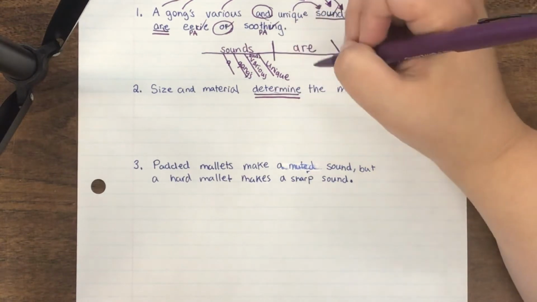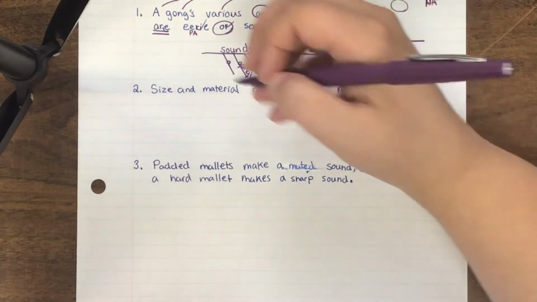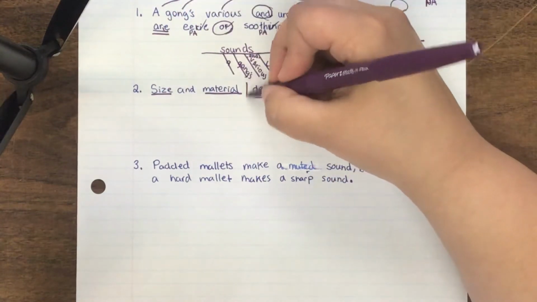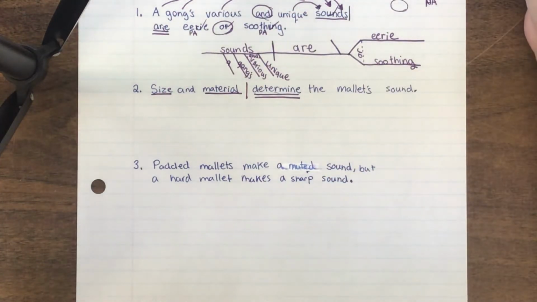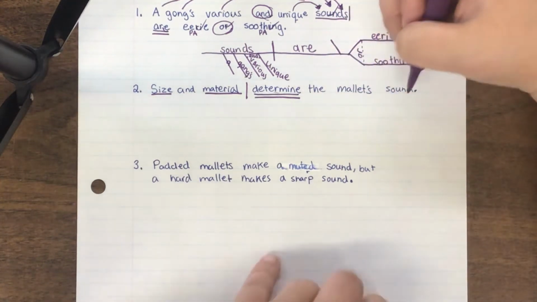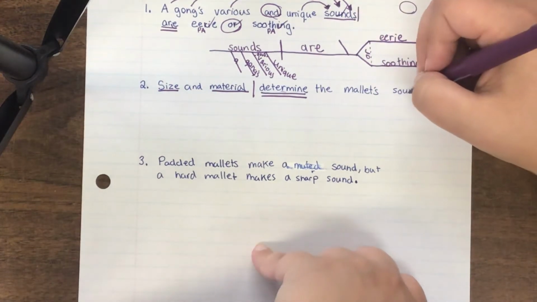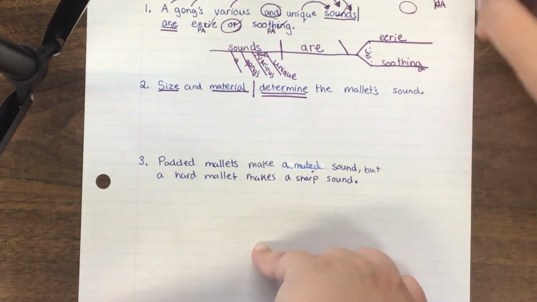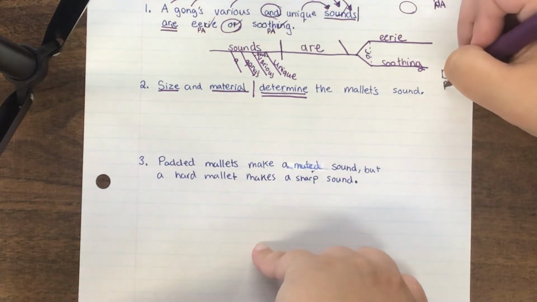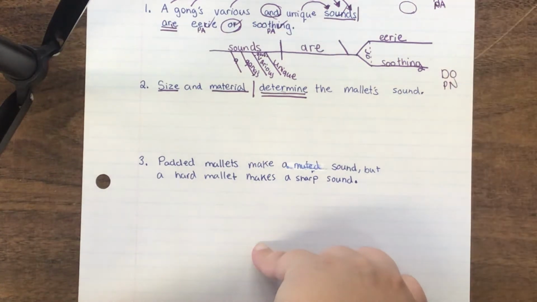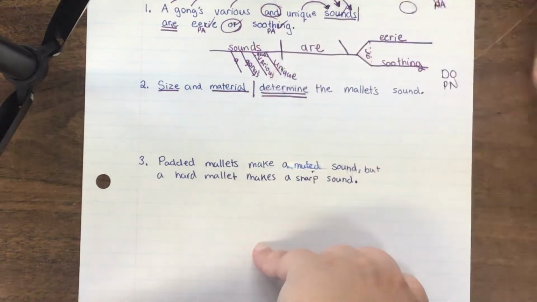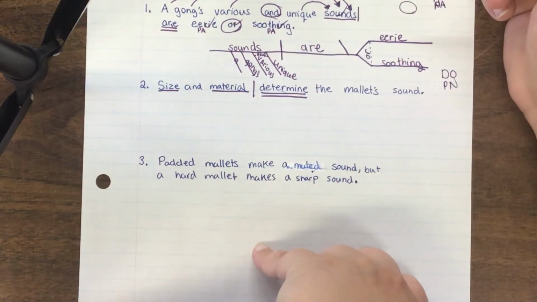And what determines, or who determines? Oh, size and material. So in this case, I have two subjects and one verb just like that. The mallet's sound. Sound here is a noun. So is sound going to be a direct object or is it going to be a predicate nominative? Well, let's think. Does sound describe the material or the size? Does it link back to one of those two?